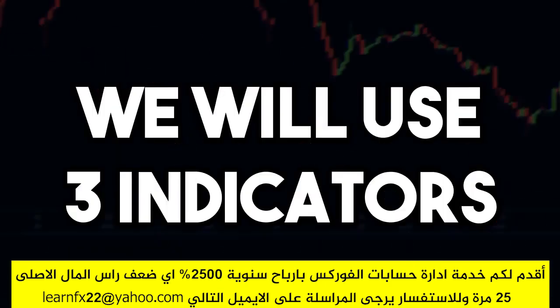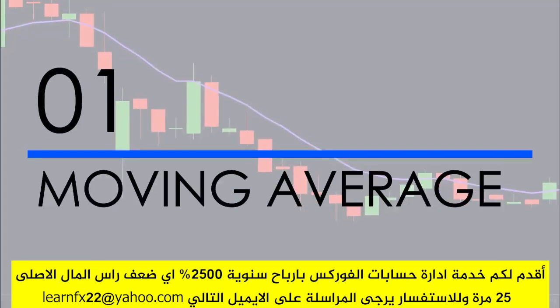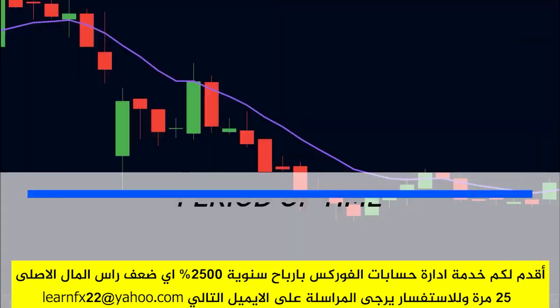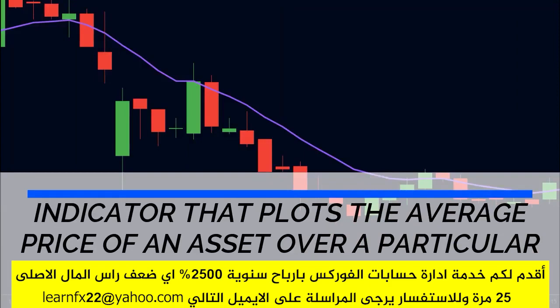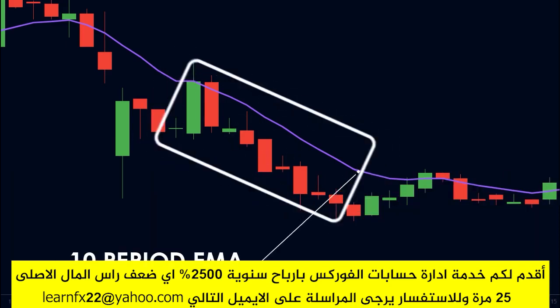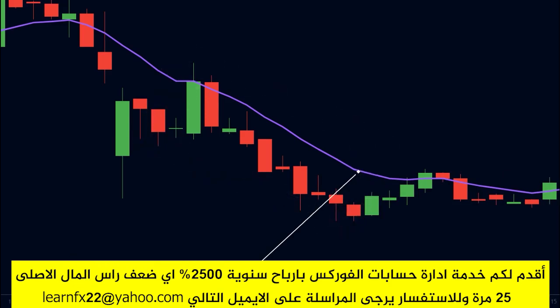In order to achieve this, we will use three indicators. The first indicator is a moving average. Now, a moving average is a simple indicator that plots the average price of an asset over a particular period of time. For example, a 10-period moving average will give us the average price of the last 10 candles.